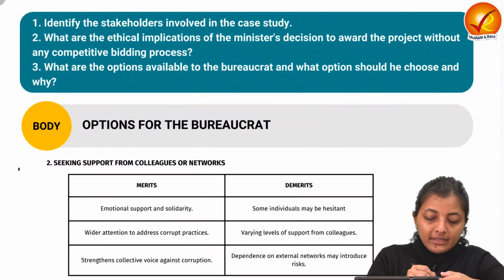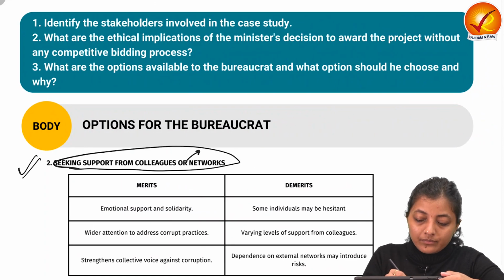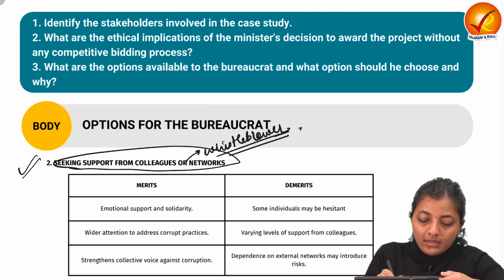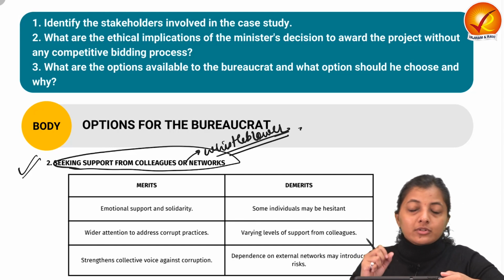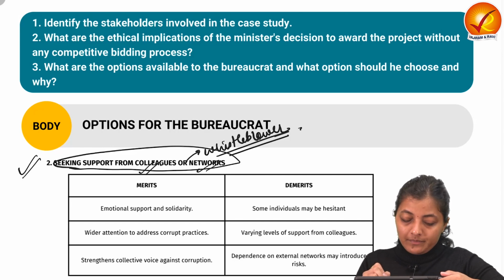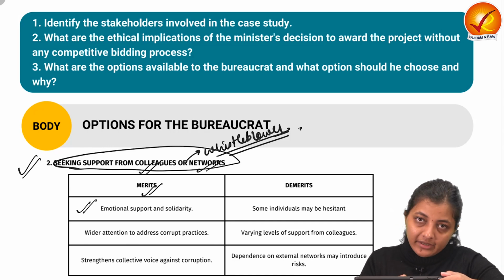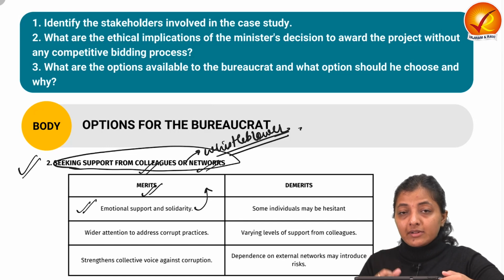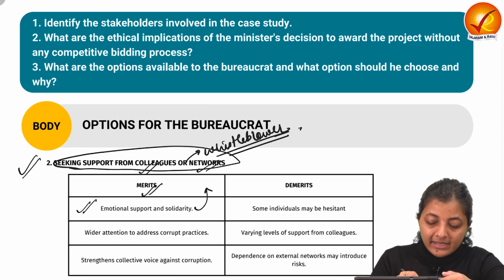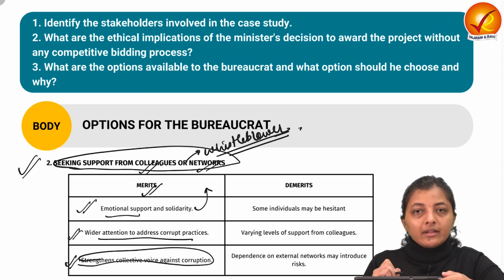Next comes the second option, seeking support from colleagues or a whistleblower network. So he can seek support from internal colleagues or some whistleblower network. What would be the merits? He would gain emotional support and solidarity that he is doing the right action. He is willing to expose these corrupt practices, so he will get emotional support for that. Next is wider attention to address these corrupt practices. Then next, it strengthens the collective voice against corruption.